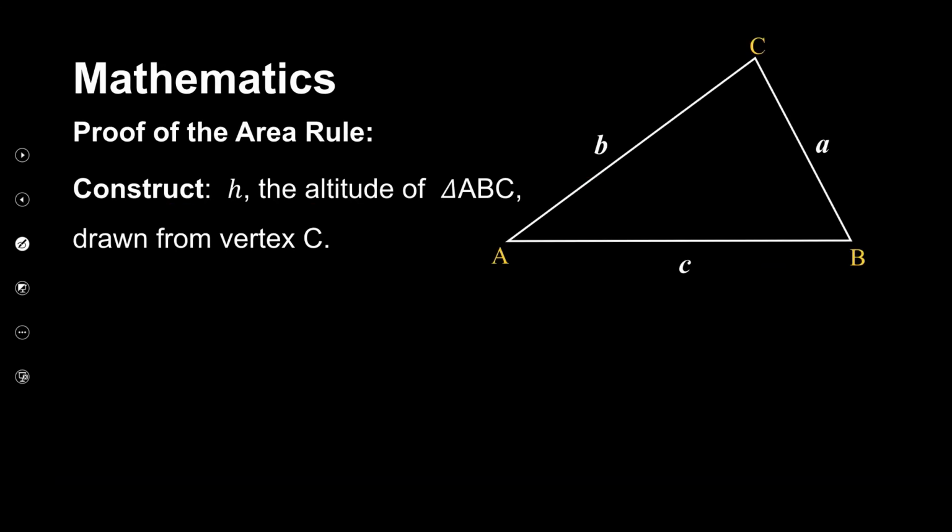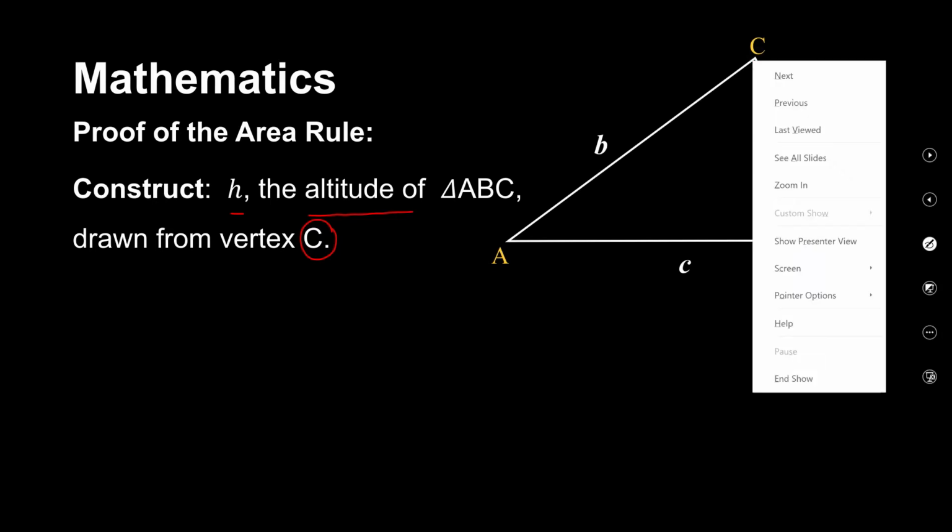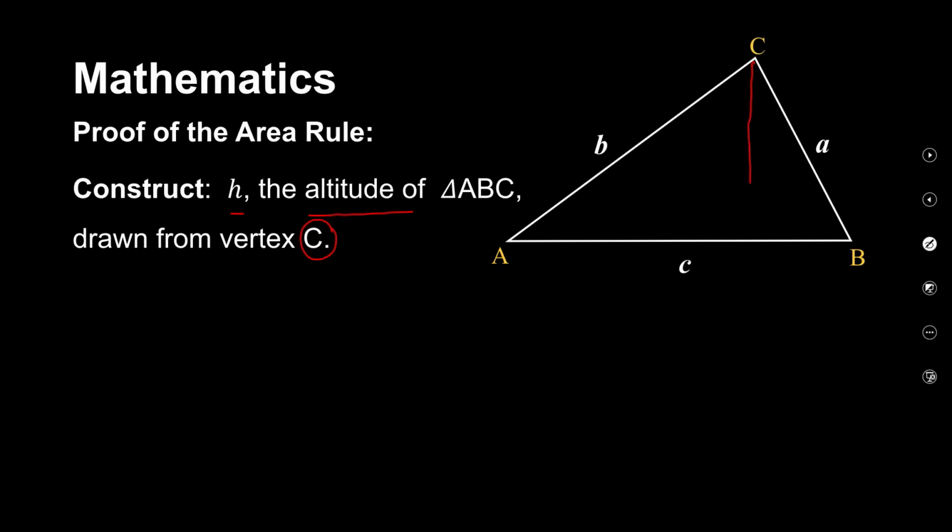Okay, so to begin the proof of the area rule, we have to construct H, which is the altitude of the triangle ABC. And specifically, we're going to draw this altitude from the vertex C. So we go to the drawing and we begin at C and we draw a perpendicular line from C down to our base. This should look quite familiar to you. We've done this lots of times. So that's going to be your height of your triangle, and this would now be the base of your triangle. Okay, and this little c would be the base.